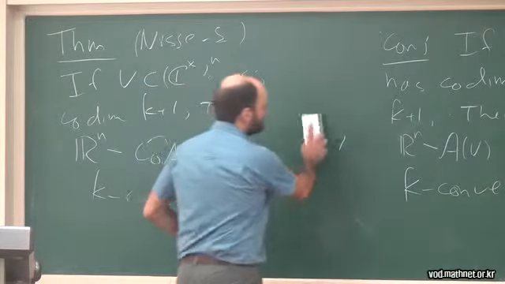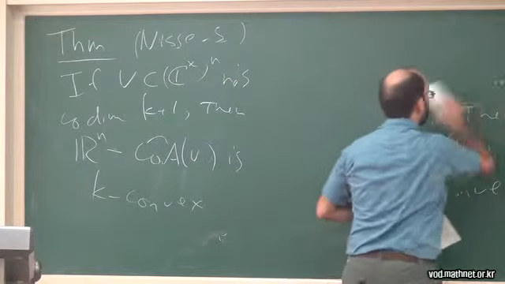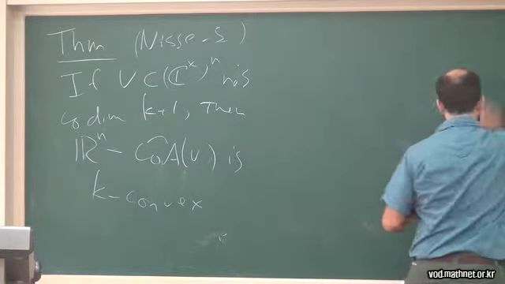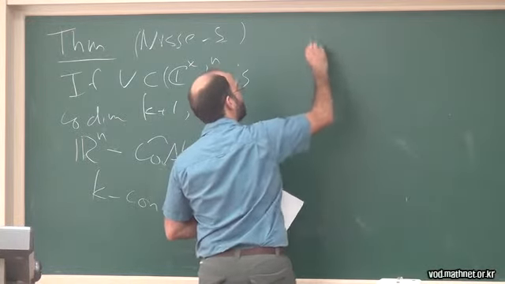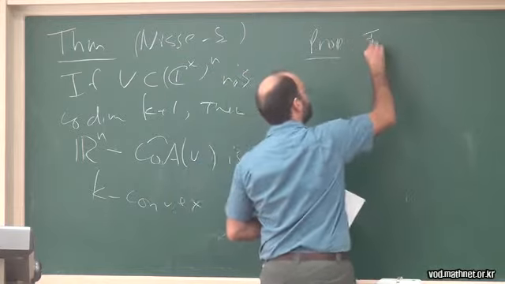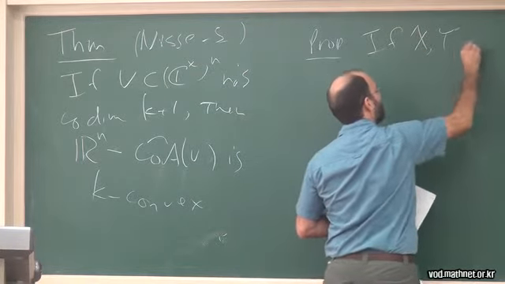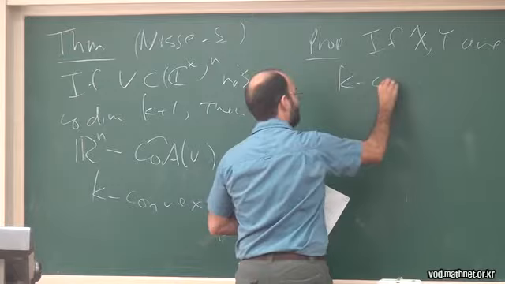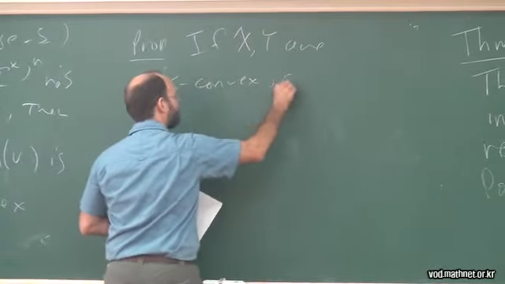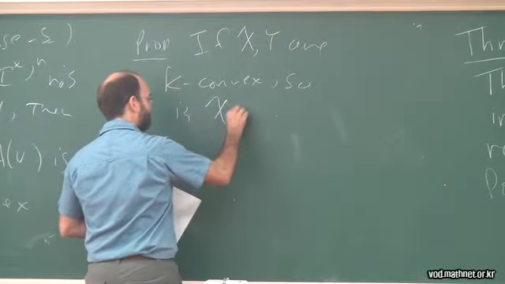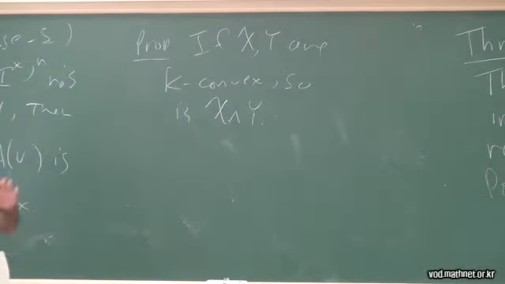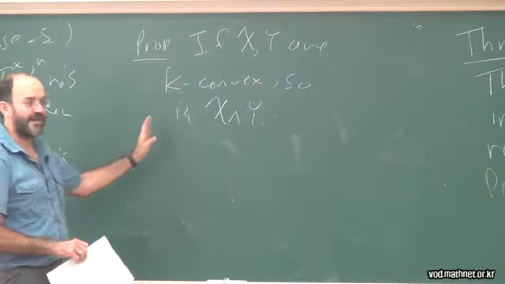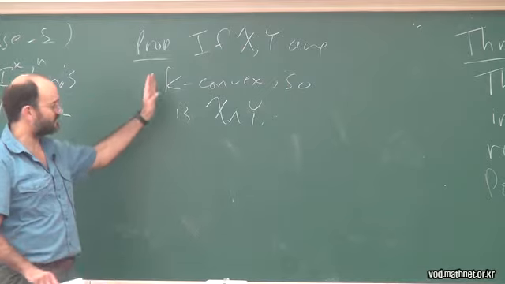Okay, so let me offer a simple fact about K convexity. It's a simple lemma. It says that if X and Y are K convex, so is X intersect Y. So this higher convexity behaves well under intersection, just like normal convexity does. For me, this is a reassuring fact. It tells you that this may not be such a wild idea.